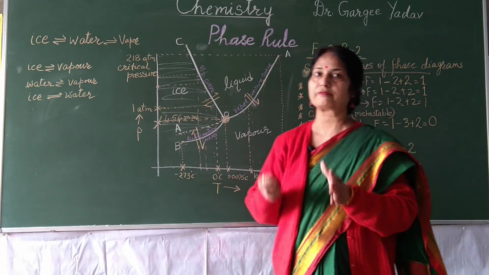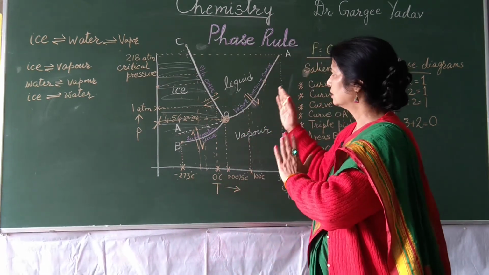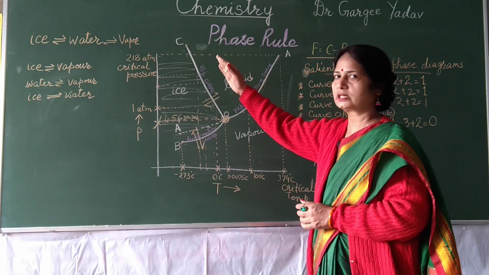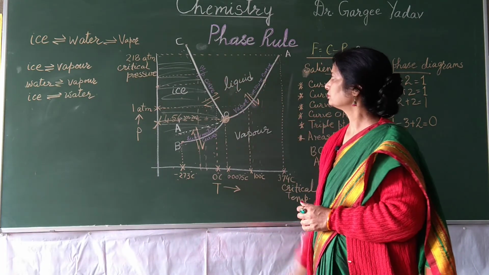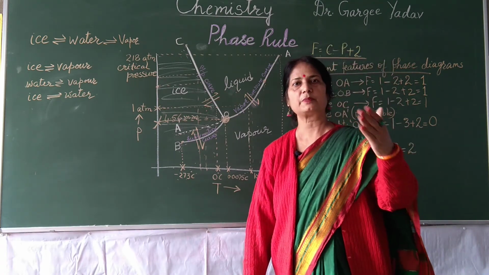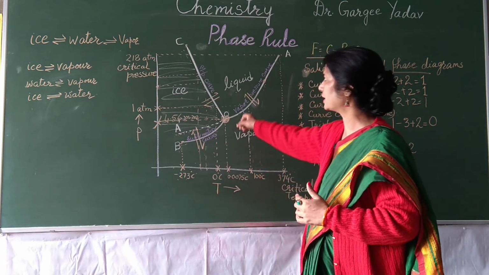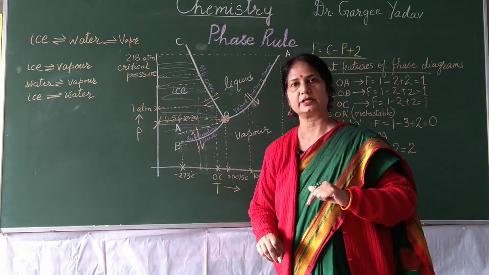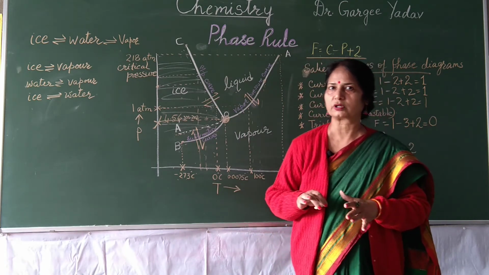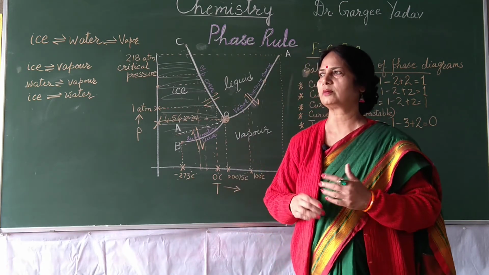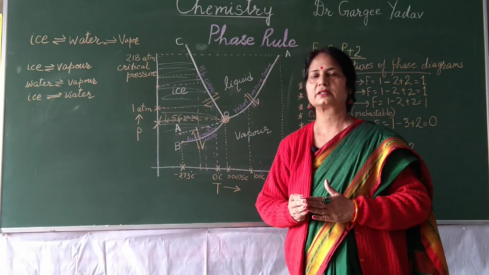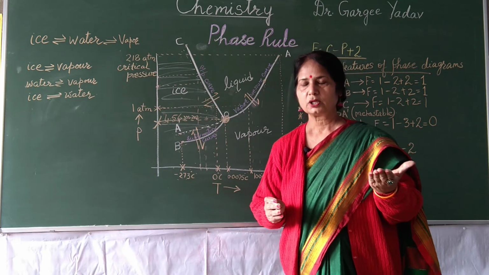The main feature of the water system is that this OC curve, the freezing point curve, is tilted towards the pressure axis. If we remember the Clausius-Clapeyron equation, it shows that dP upon dT, the slope of this curve, is actually negative. This means that the volume of ice is more than the volume of water. And as we have studied in the formula, the volume of liquid is less than that of ice.